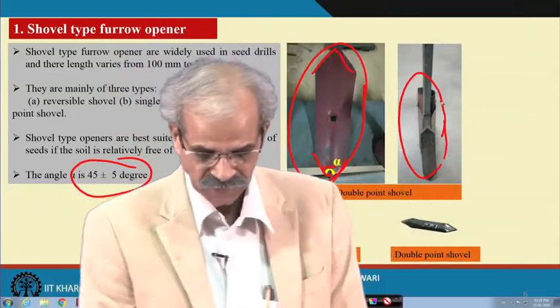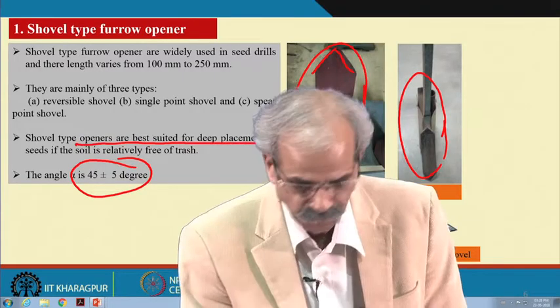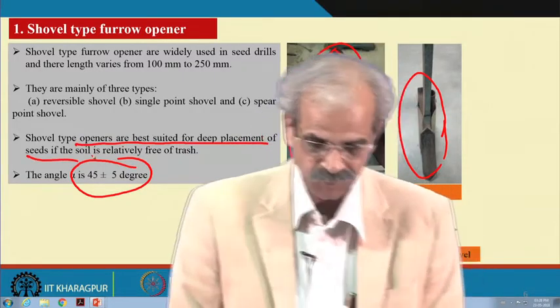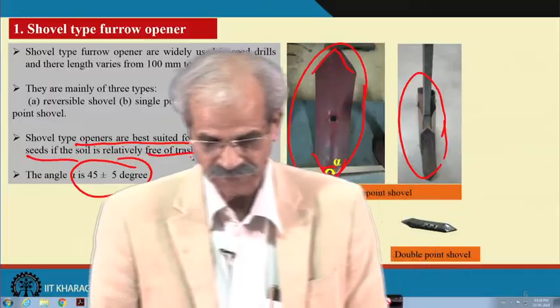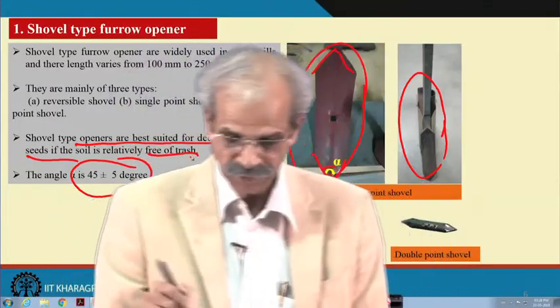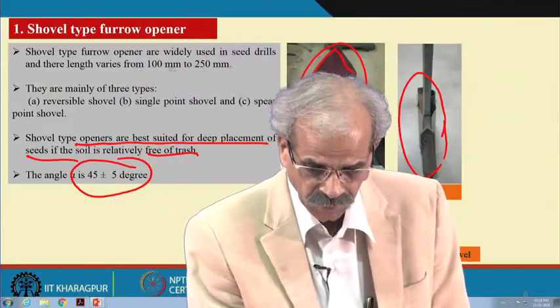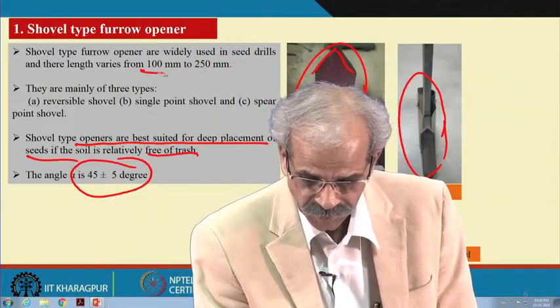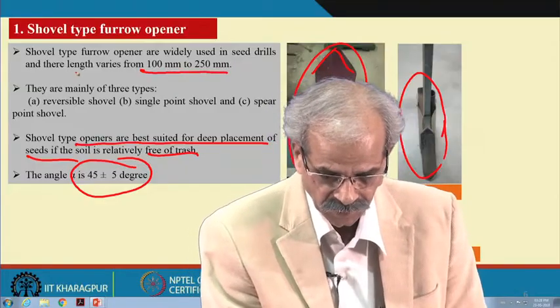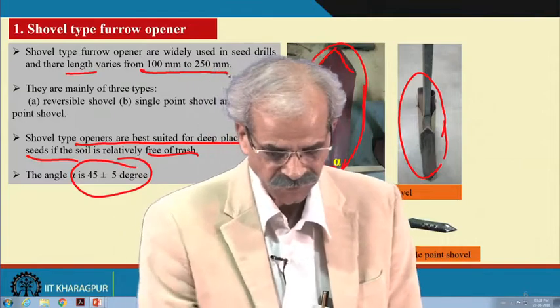Sometimes it is also a single point shovel, and in fact shovel openers are best suited for deep placement of seeds relative to the field free of trash. This is important, these are generally very good for deep placement, and such shovels are generally about 100 to 150 millimeter length.